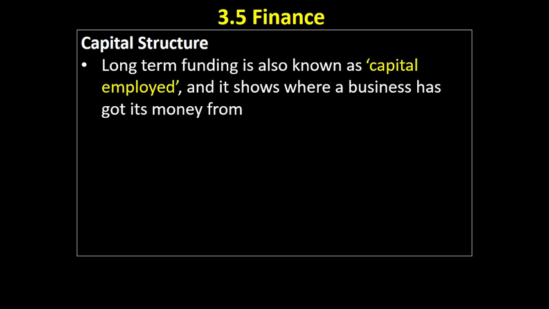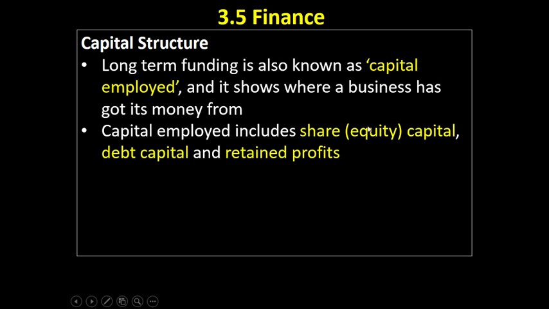So long-term funding is known as capital employed, and it shows where a business has got its money from. What I mean by long-term funding is the money that's been invested into a business, and that can come from a number of places. It could come from share or equity capital. When we're talking about capital in finance terms, we're talking about money that's been invested in the business. So where does this money come from?